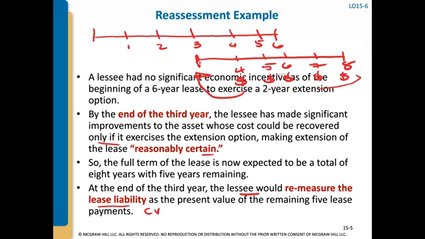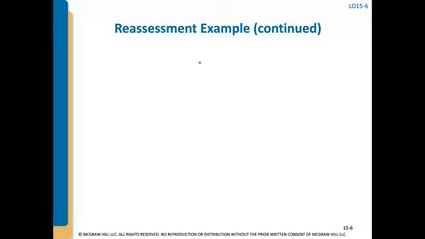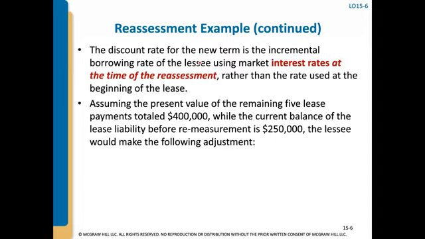Okay, so that's what they need to do. And then they need to true up their lease liability from what it was to what it is, which we'll go through right here. So, like I said, the discount rate for the new term is the rate that we use to calculate the present value of the lease payments. So the discount rate for the new term is the incremental borrowing rate of the lessee using market interest rates at the time of reassessment.